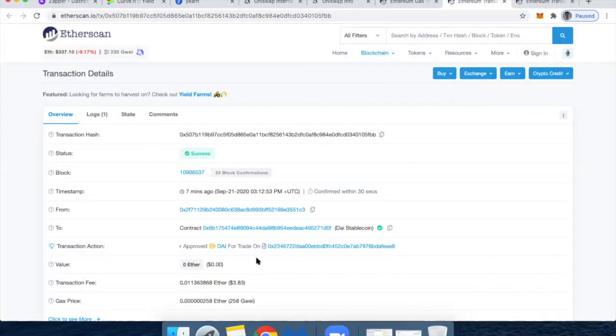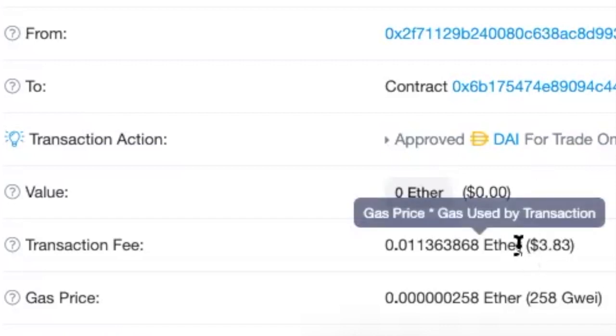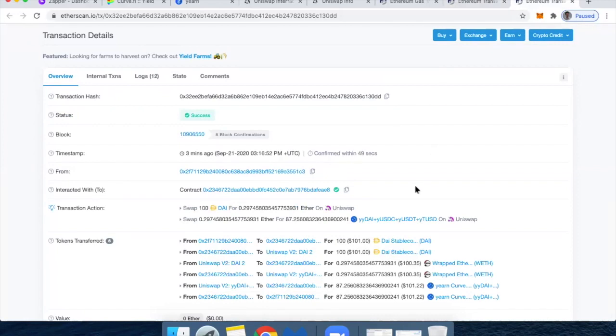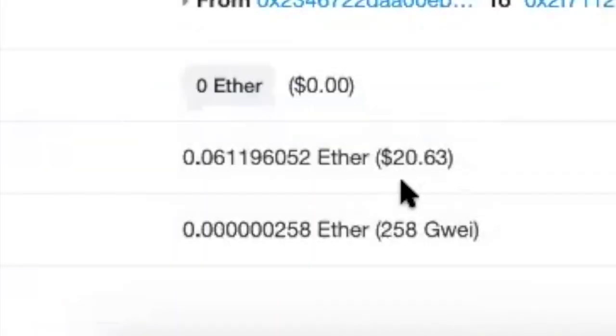Let's recount how much I paid in gas. So this is the original DAI approval. So this is giving permission for Zapper DEX aggregator to spend my DAI. And that was $3.83 of Ether as a fee. Then the second transaction, the one we just did, where I zapped 100 DAI into wrapped Ether. This is all happening through the order being routed through Uniswap, and then it eventually gives me the yUSD token. So that is a total of $20.